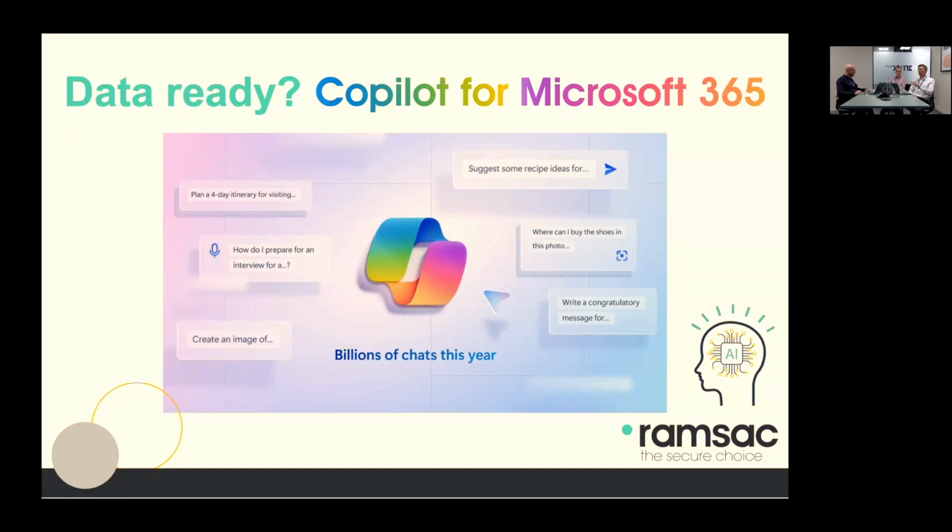We make sure that we've got the right permissions. If we've got super sensitive data, we've got labels applied to that. So we've got two sets of control on that. Everything we've spoken about today really just feeds into that readiness for Copilot.